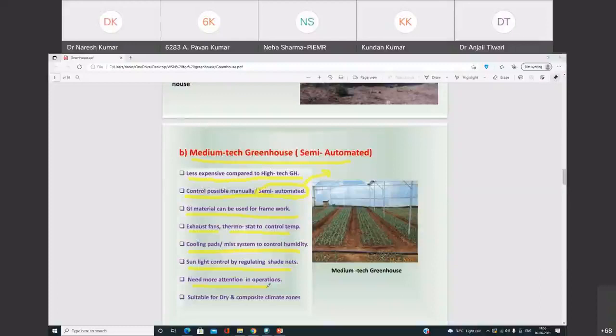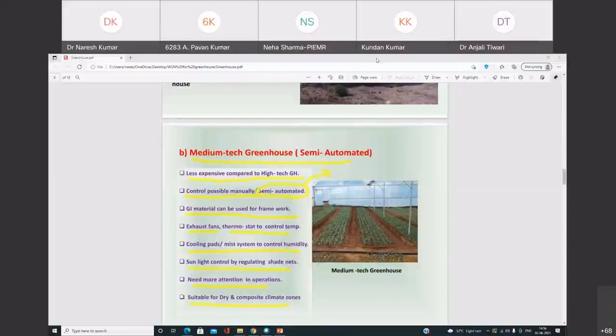That is true, because the actuators are being controlled manually, but the sensed data is being observed by the farmer, and then the action is taken with the help of actuators. And because of that, it is known as semi-automated. And then it's suitable for dry and composite climate zones.